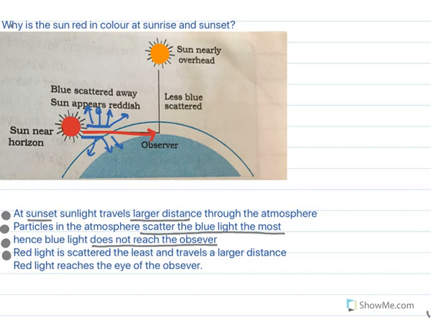It's the red light that is scattered the least and travels a larger distance, and it's the red light that reaches the eye of the observer. Hence, for the observer, the sun appears red in color. Like here you can see, the blue light gets scattered even before it reaches the observer. It's only the red light that reaches the observer. However, during noon, the distance traveled by the light through the atmosphere is very less. Hence, all the 7 colors reach the observer.